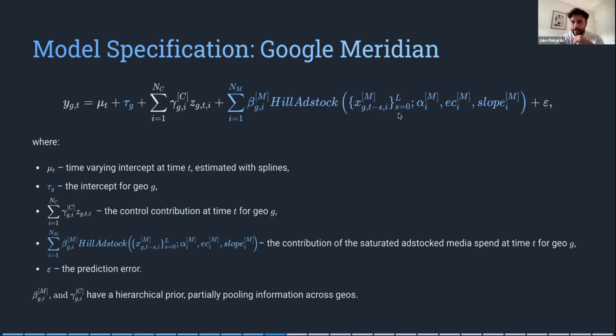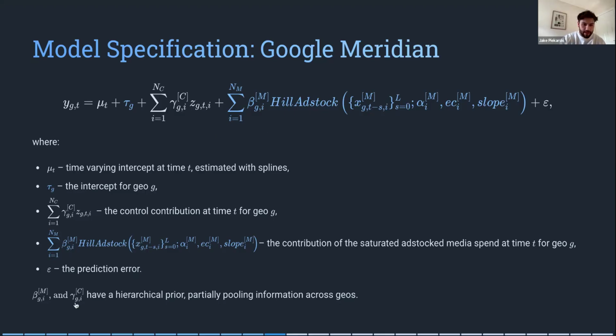And you'll notice the media looks very similar, but the parameters are labeled slightly differently. The reason for that is that the PyMC-Marketing parameterization of the Hill function is slightly different to the Meridian parameterization of the Hill function. It's the same saturation function, they're just written in slightly different ways.